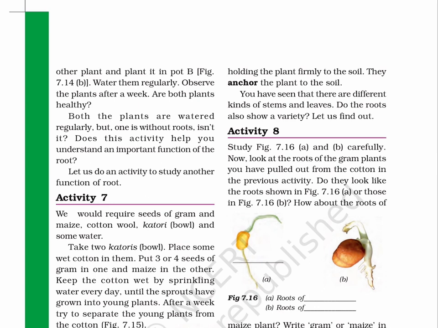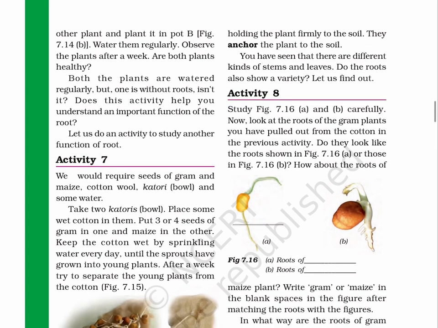You have seen that there are different kinds of stems and leaves. Do the roots also show a variety? Let us find out. Figure 7.15 shows young plants grown on cotton.